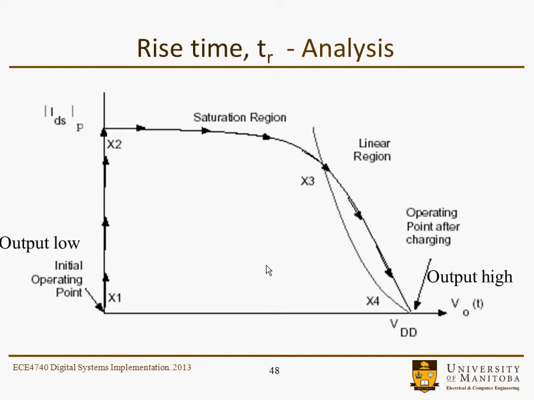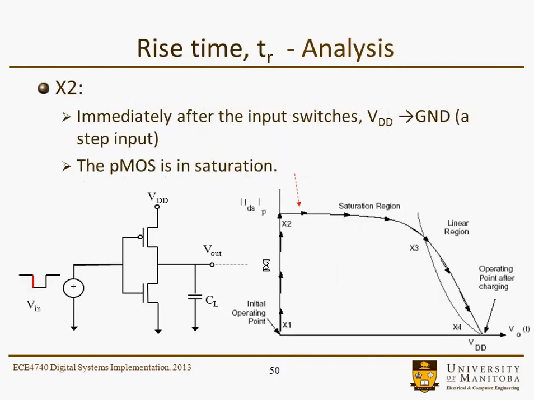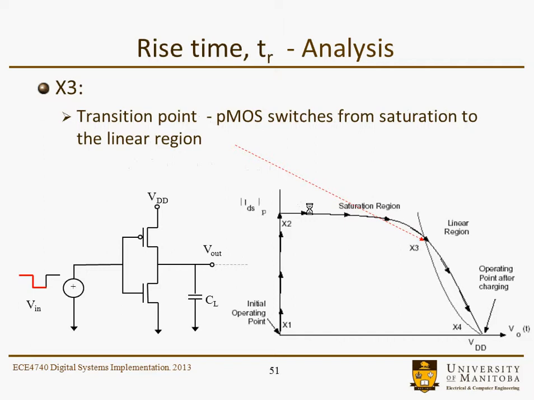Then we're going to transition to X2, and this is immediately after the input switches, so VDD will go to ground for the input of the inverter, and the PMOS goes into saturation. So we're in this region up here. The PMOS device will stay in saturation until the transition point, and this is where the PMOS device transitions from saturation to the linear region. So in saturation, the voltage is going to rise linearly, and when we're in the linear region, the voltage is going to rise exponentially.